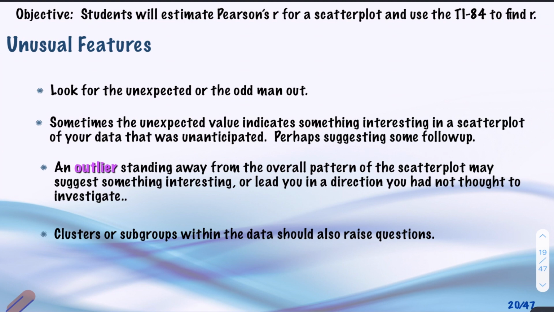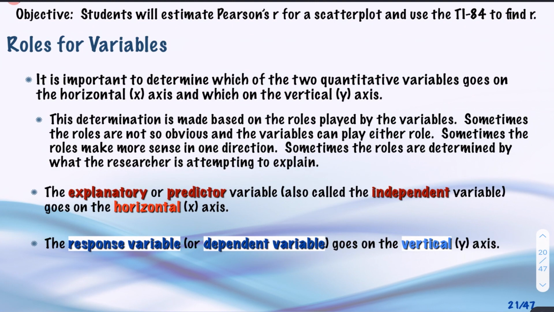An outlier standing away from the overall pattern of the scatter plot may suggest something interesting or lead you in a direction you had not thought to investigate. Like maybe those are interesting data points that we should focus on. Likewise, clusters or subgroups within the data should also raise questions. Why is some of your data really concentrated on one location? Maybe we'll want to investigate that. That's what statisticians do. And then lastly, our roles of variables.